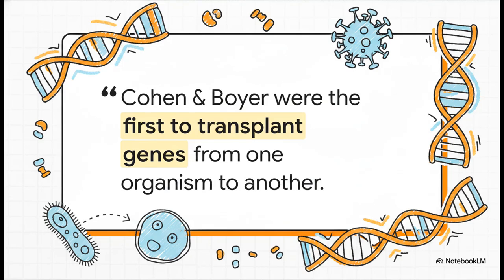Welcome to today's Explainer. You know, if we're talking about the chapter on genome engineering, we literally have to start in 1973. That was the year everything changed. Stanley Cohen and Herbert Boyer didn't just pull off some neat lab trick. They successfully transplanted genes from one living organism to another. They essentially unlocked the code of life right then and there.